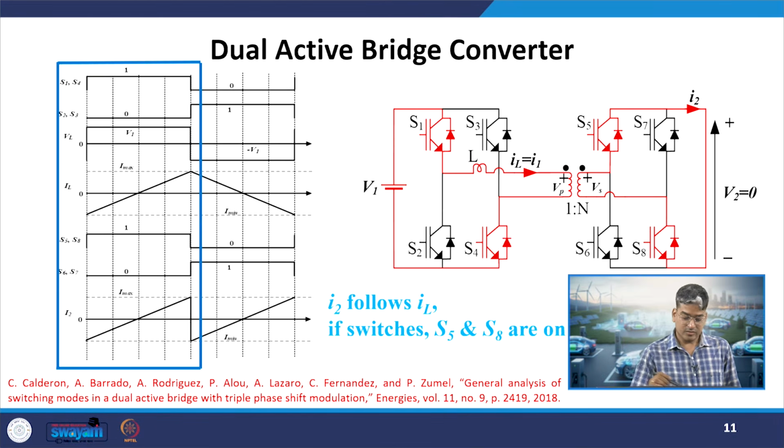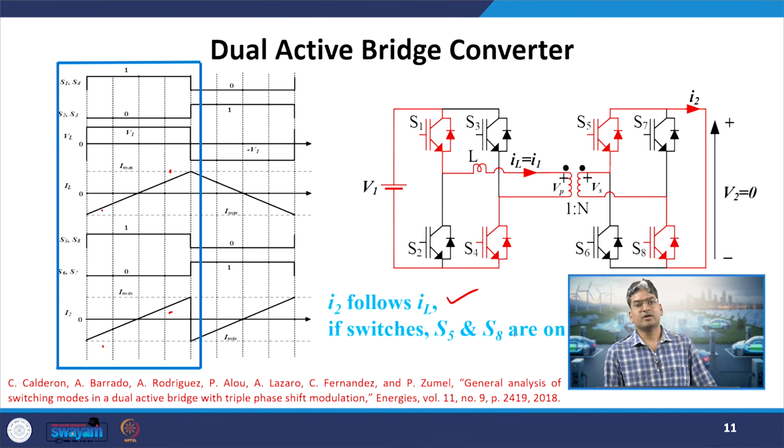Now, conclusions from our analysis of the first half cycle, the positive half cycle. In this, I2 follows IL if my switches S5 and S8 are on. Why? If you see, when IL was negative, I2 was negative. When it was positive, I2 is positive. That's what is written, that the polarity of I2 and IL will be the same. That is the meaning of I2 follows IL when switches S5 and S8 are on.